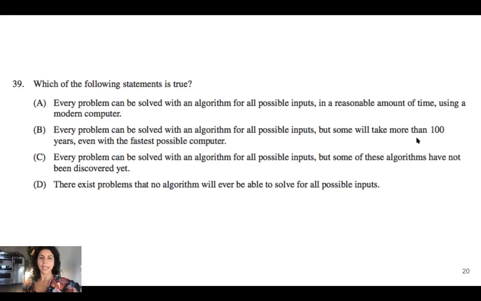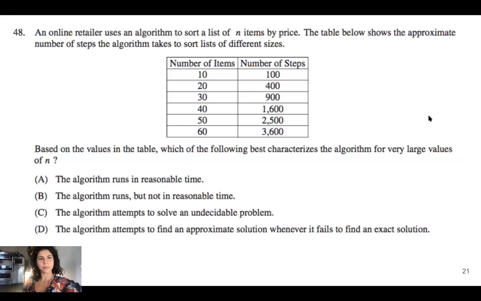It's not even about taking a long time. It's just, it cannot be solved. Okay, and so the correct answer here is D. There exist problems that no algorithm will ever be able to solve for all possible inputs. Great, that was a good run. Let's do another one.